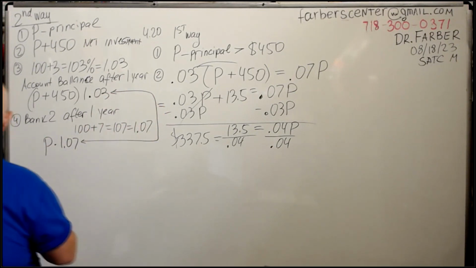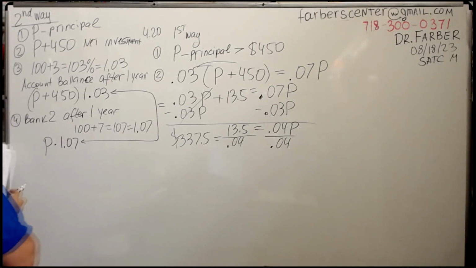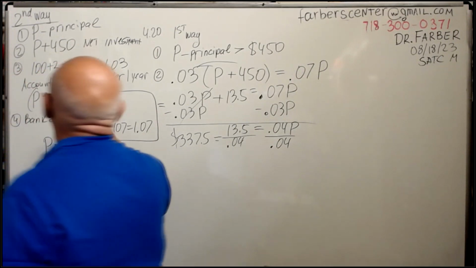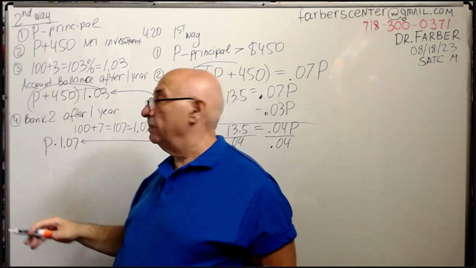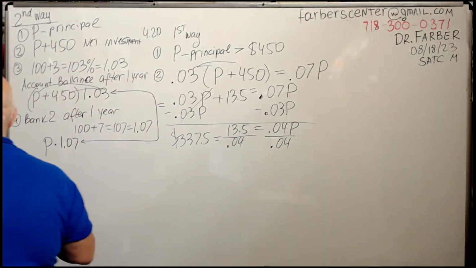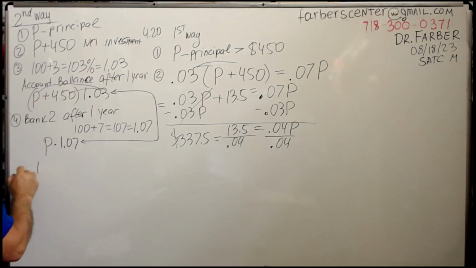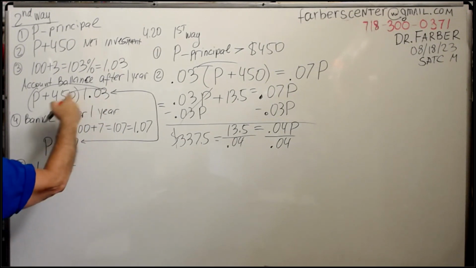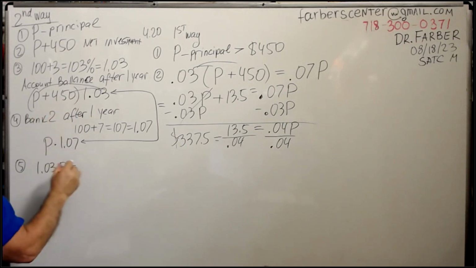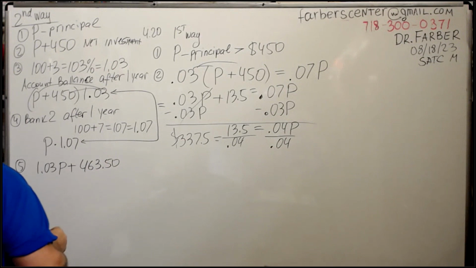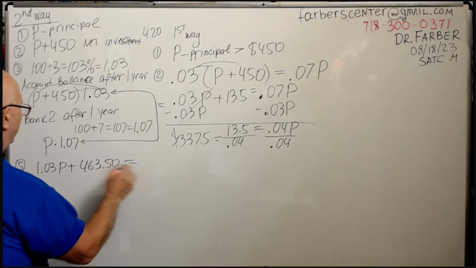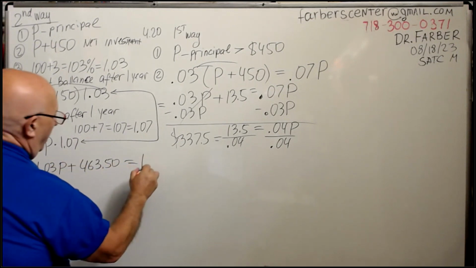Okay. And you put here, let me save time, students, I use this derivative and multiply each term by this one. So far, so good. So it would be 1.03p. Step number 5: 1.03p plus, if I multiply this, I got 463.50. And this equals this one, 1.07p.